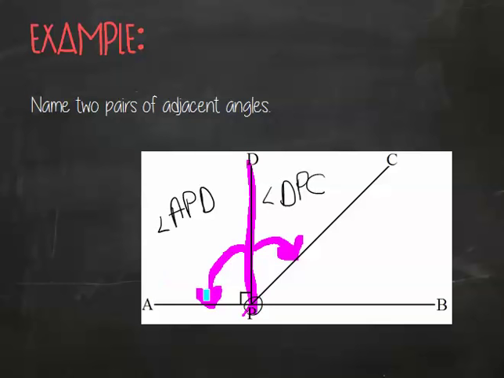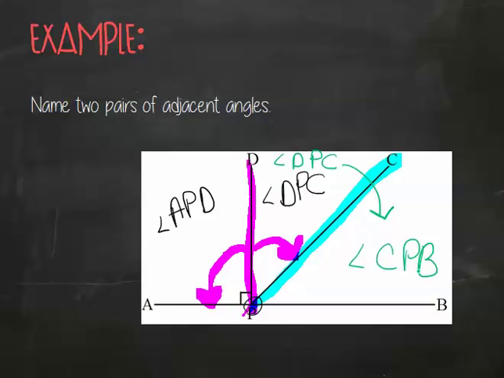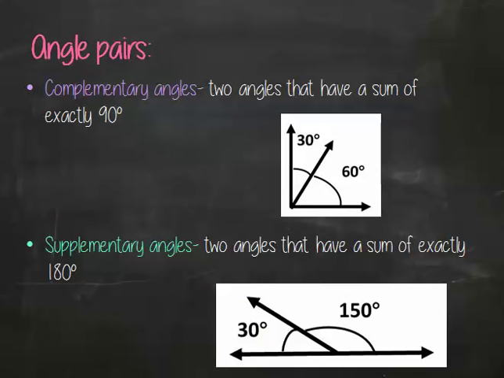Okay, now I'm going to switch highlighters and look at this one right here. I'm going to name adjacent angles for it, and this time I'm going to use a pen color of green. So I've got my angle DPC right here, which is going to be adjacent to angle CPB. They share the common vertex again, and they share line segment CP. You can see the line segment CP is listed right there. That's adjacent angles.